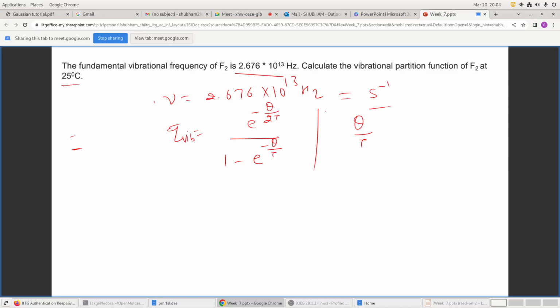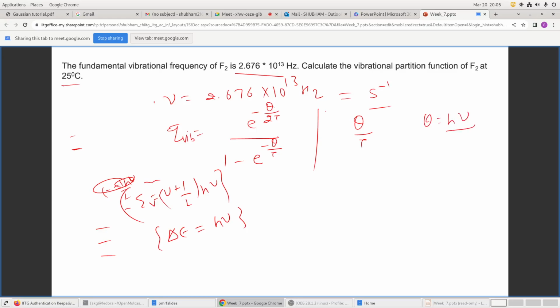So this is in per second. So we know that this energy E nu is equal to nu plus half, h nu, and the gap between the respective states is h nu. And we know theta is equal to h nu by kB. So first we will calculate this theta.